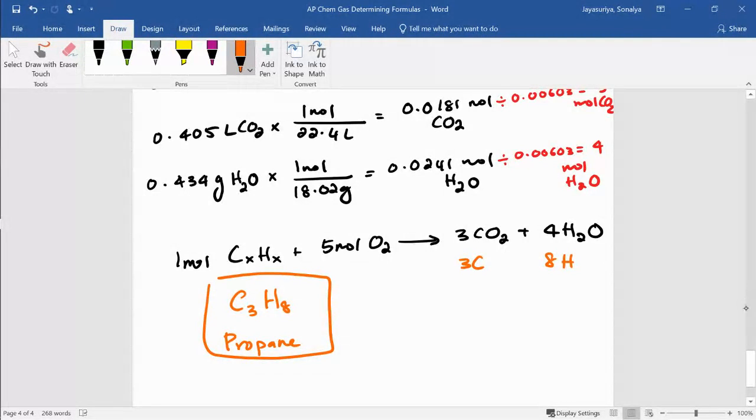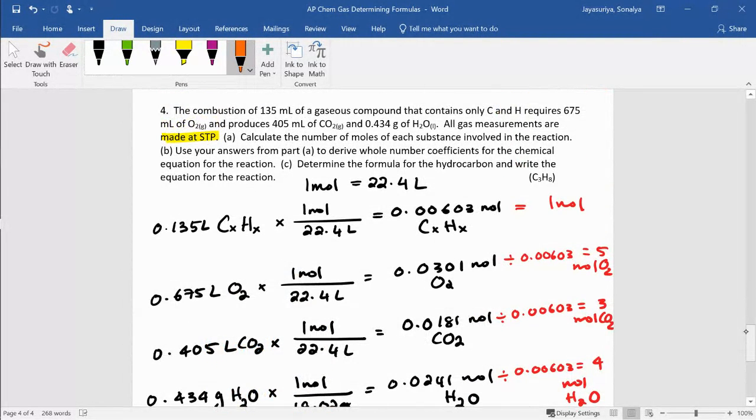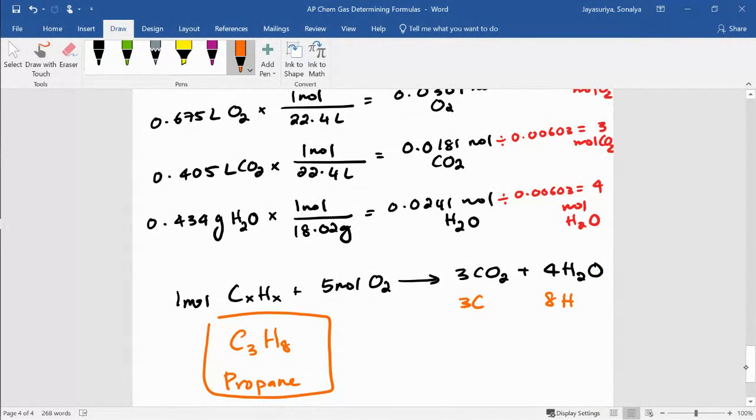Okay, so that's how you solve that kind of problem. You use your molar volume, you get your moles, you divide by the smallest mole number, and then you basically just count how many carbons and hydrogens there are. And if this stoichiometric coefficient right here was greater than 1, you just have to figure out based on it how many carbons and hydrogens again. Okay, very simple to do.